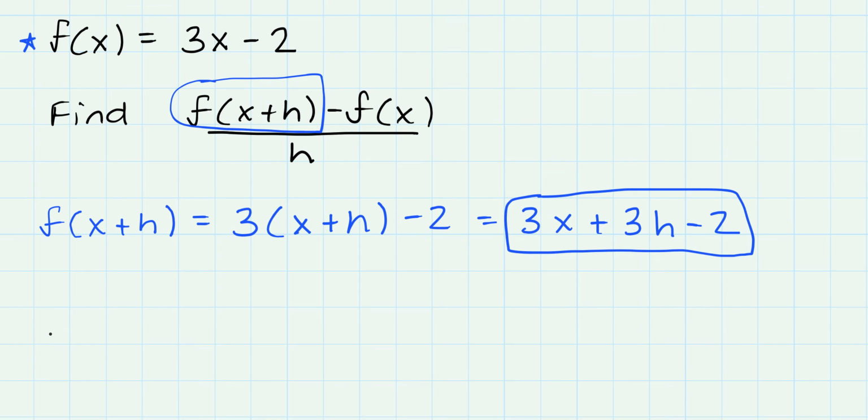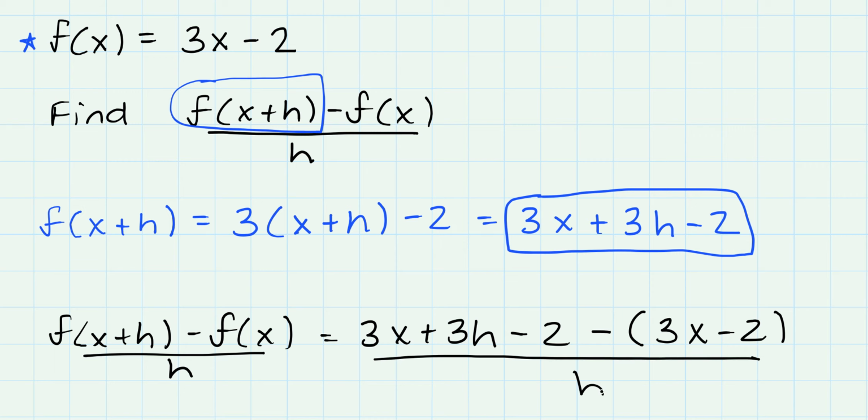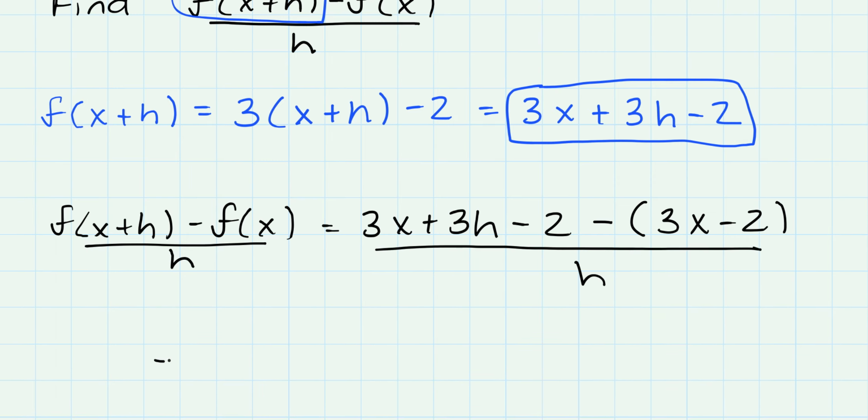So you can see that f of x plus h minus f of x divided by h is 3x plus 3h minus 2. That's this first piece. Subtract the original function, 3x minus 2, all divided by h. Distribute this negative, and you'll get a negative 3x, which cancels out this positive 3x, so those will go away. And then you'll get a plus 2, which will cancel out this negative 2, and you're going to be left with 3h over h.